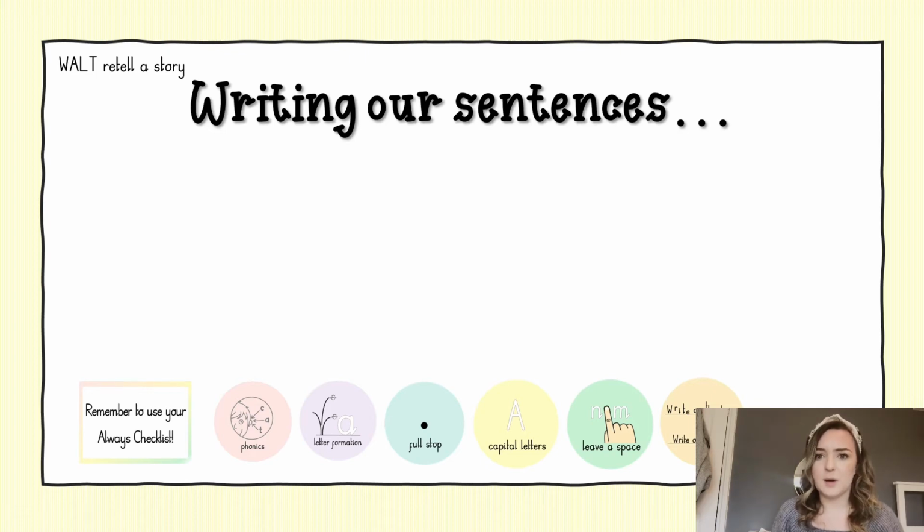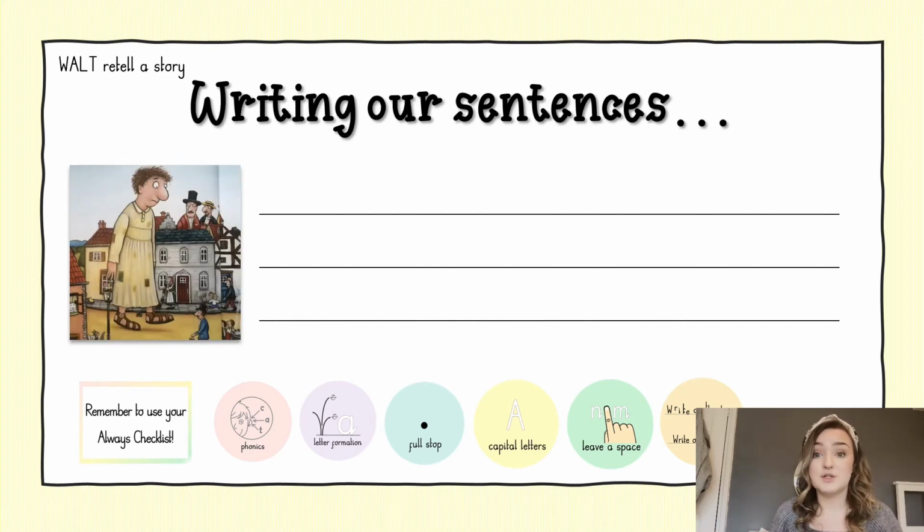So the first plot point is where we meet our character George, and he's very sad because he feels like he's the scruffiest giant in town. So I'm going to think about some sentences I might want to write for this plot point. You can have a think too in your head about the sentences you might want to write. Now I think I'm going to start my story by introducing my character, by letting my reader, the person reading my story, know who my main character is.